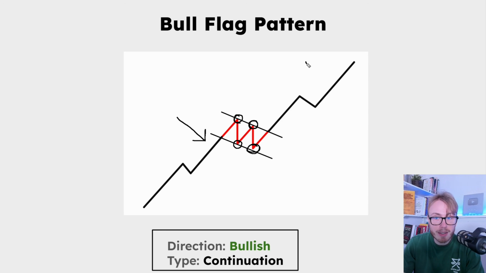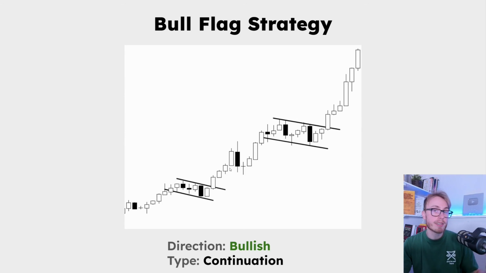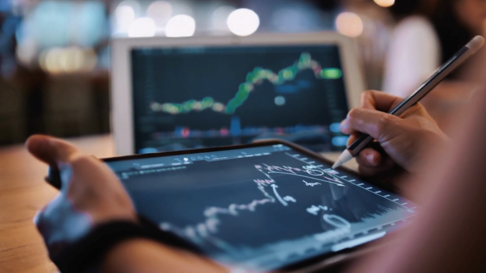So for example, this move right here could be a bull flag, and this move down here could also be a bull flag. The difference between a good and a bad bull flag is often more about how the price behaves, both during the move towards the upside, but also inside the actual flag. So let's now take a look at the bull flag strategy and how to trade a bull flag step by step.